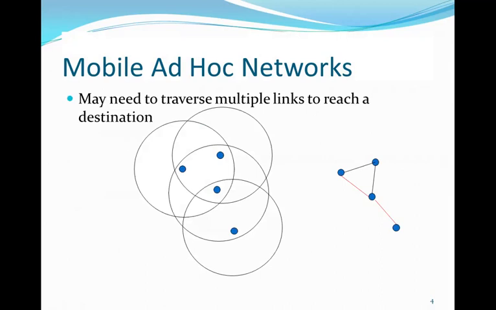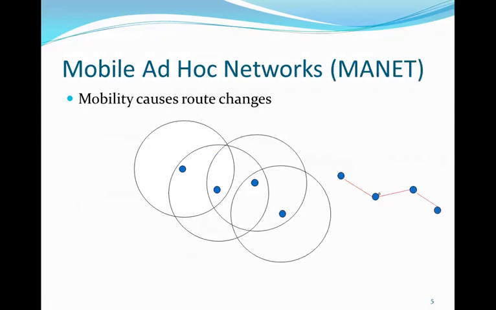Here you can see that as the nodes are deployed somewhere, they communicate with one another, and you can see the circle that every node has its own zone for communication, and based on that they can share information with one another, and then they can make a topology. Therefore, there may be a need to traverse multiple links to reach a destination. You can see we have this topology after this communication, and there is a possibility that the nodes may move from one location to another location.